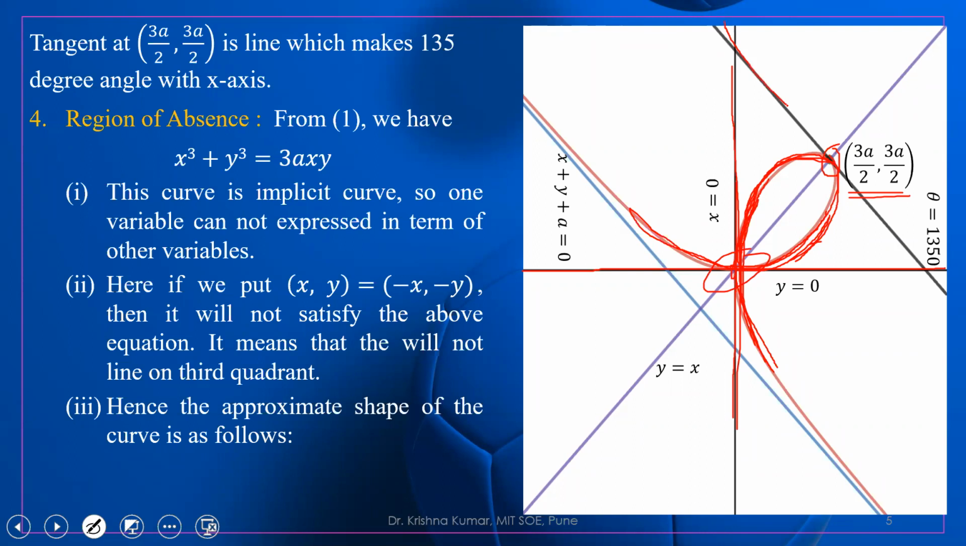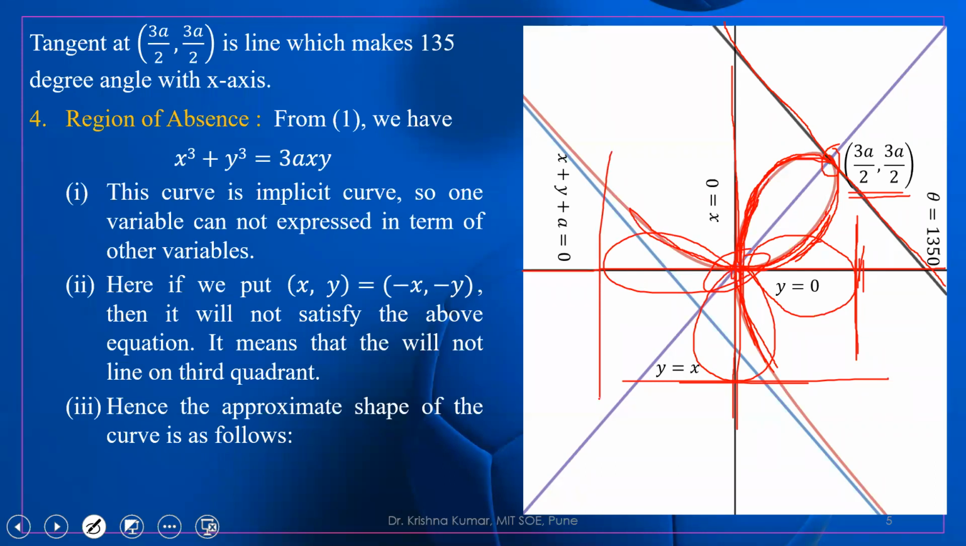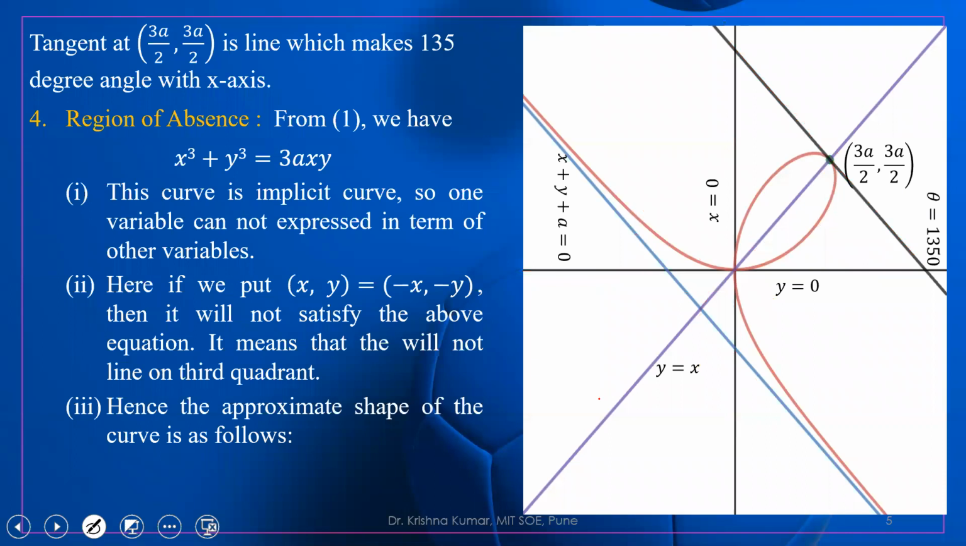And now at this point, the tangent will be perpendicular to that line. Suppose we are getting the loop over here, then the tangent will be perpendicular to this line. Okay, so clearly since this is one tangent, we can write like this, one branch of the curve. This is the tangent, so another branch of the curve, and they are meeting at one place. Okay, this is the one part.